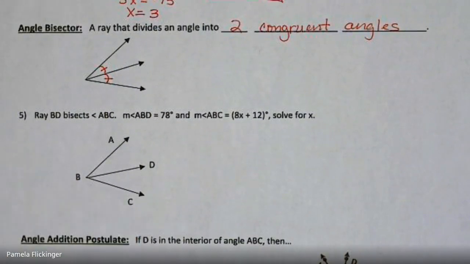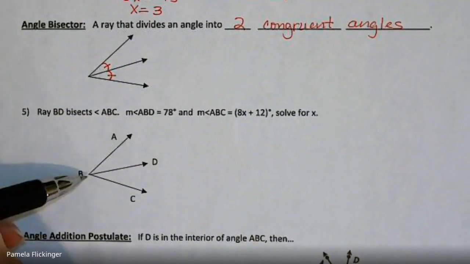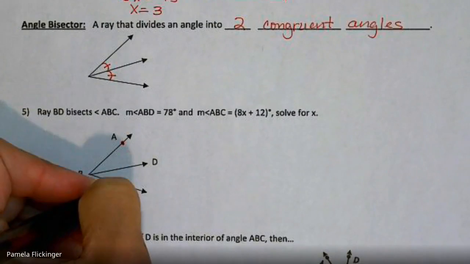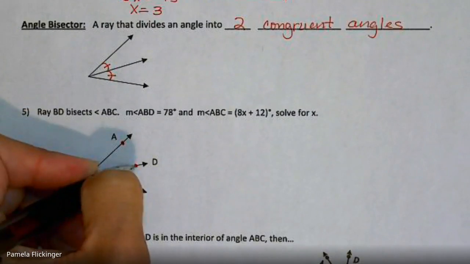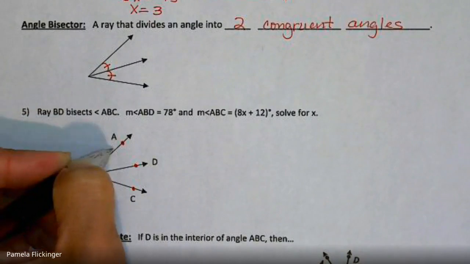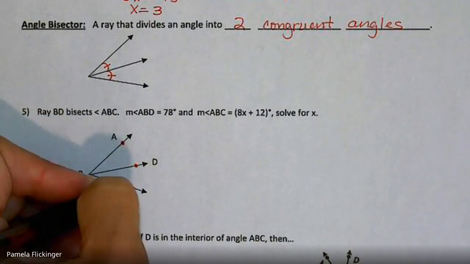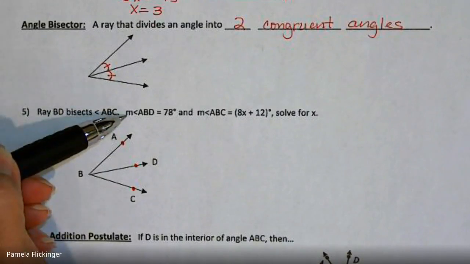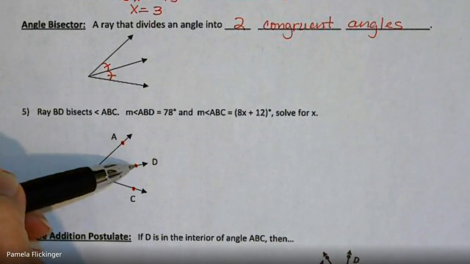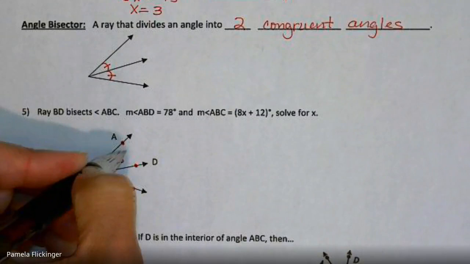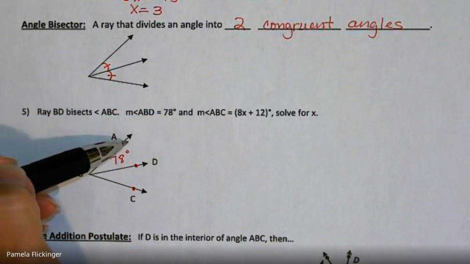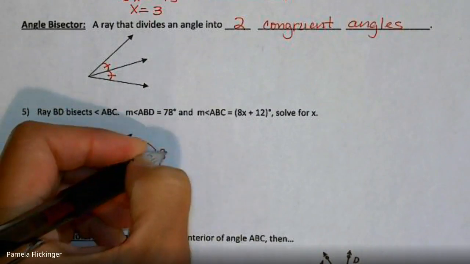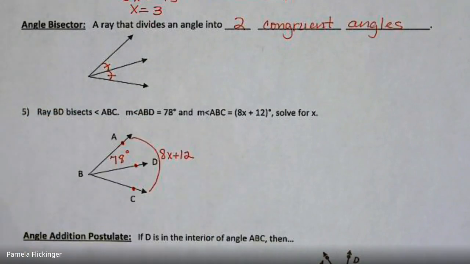So in this next example, we're told that ray BD bisects the larger angle ABC. Now, just to clean my picture up, there should be points on here because A is not the arrow, right? It represents a point. So those should be on my picture. Again, label. So we're told the measure of angle ABD, which is the smaller angle, is 78 degrees. And then the measure of angle ABC, which is the whole angle, is 8x plus 12. And we're to solve for x.